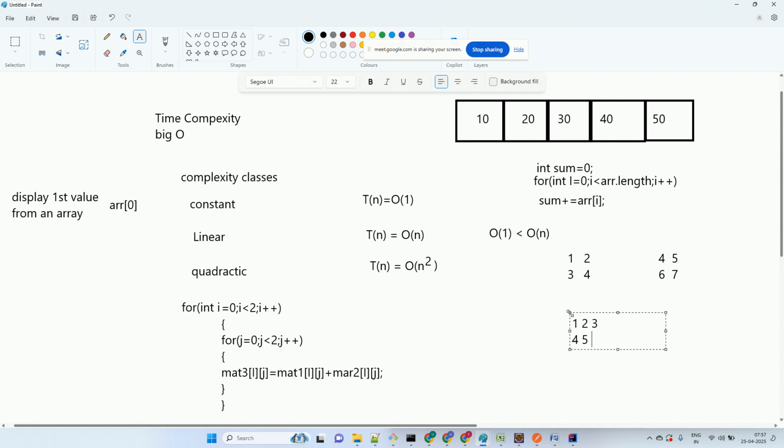What if the matrix would have been 3 by 3? Then how much time would this algorithm take, how many primitive operations would it take to add these two matrices? 3 by 3, that is what? 3 square times, right? So that is called quadratic time complexity.